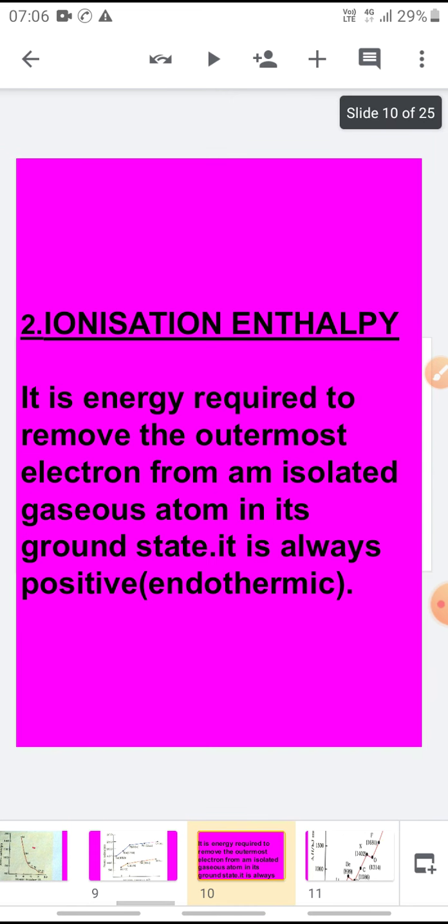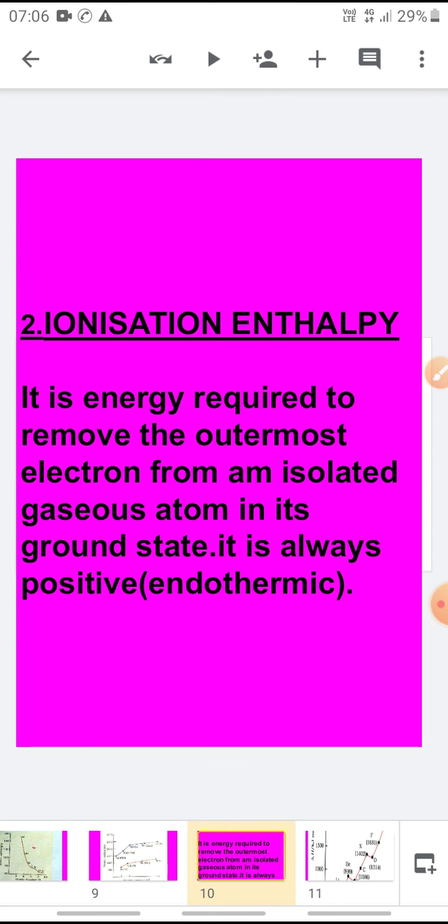Now coming to the second important trend, that is ionization enthalpy. I hope you already know what is ionization enthalpy. It is the energy required to remove the outermost electron from an isolated gaseous atom in its ground state. It is always positive. Endothermic means positive.